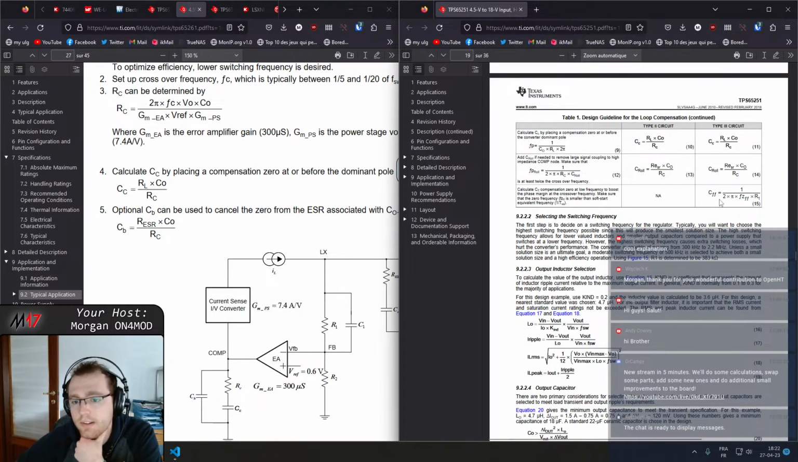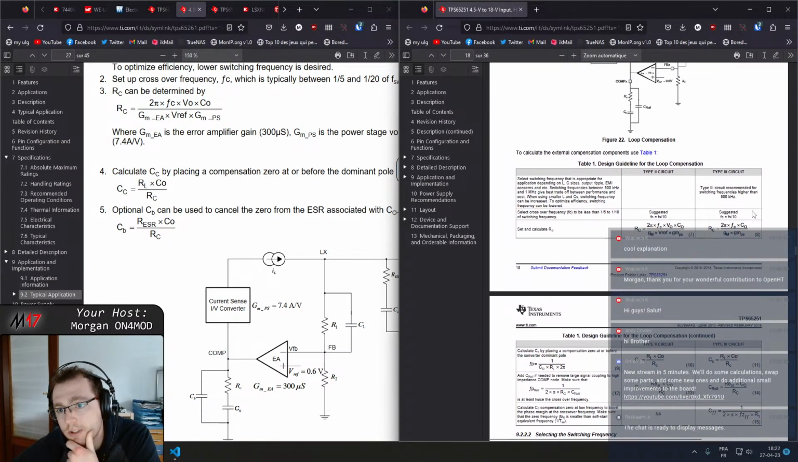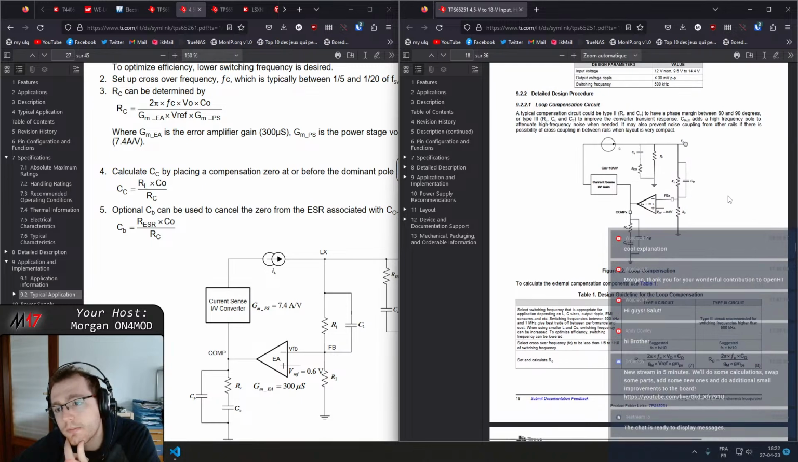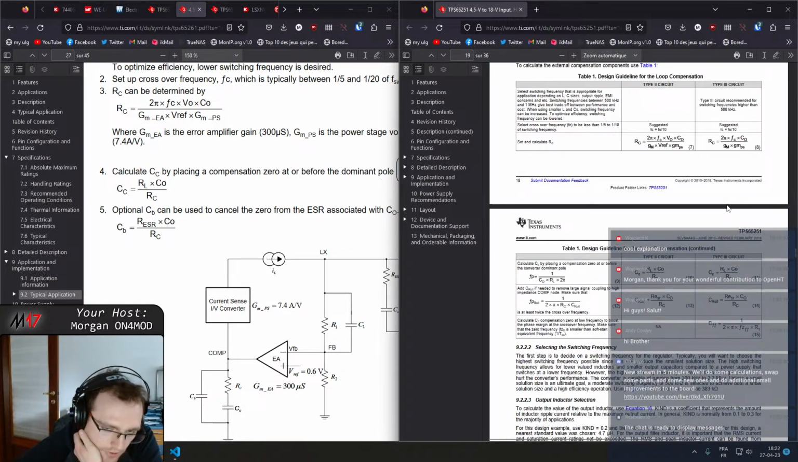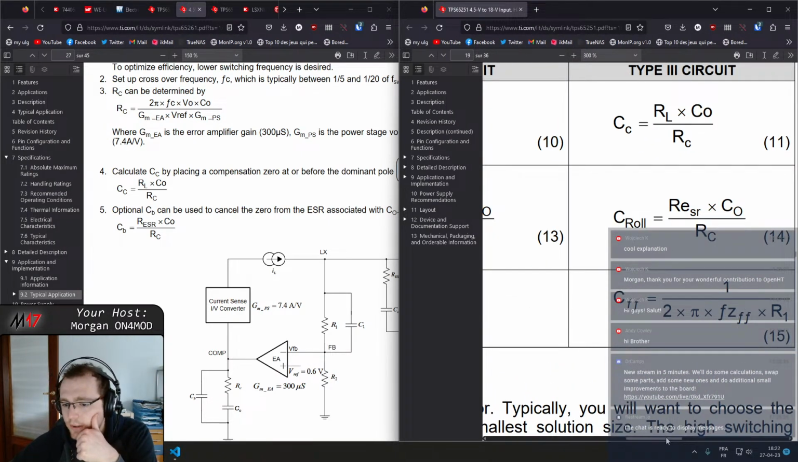So we have CFF, which is the one that we are looking for, which is 1 divided by 2 times pi times FZFF, we are gonna have a look at that, and then times R1, which I don't know what it is. Oh yeah, it's the divider bridge resistor. Okay, so what is this FZFF?